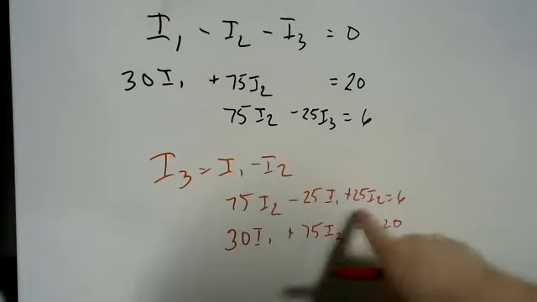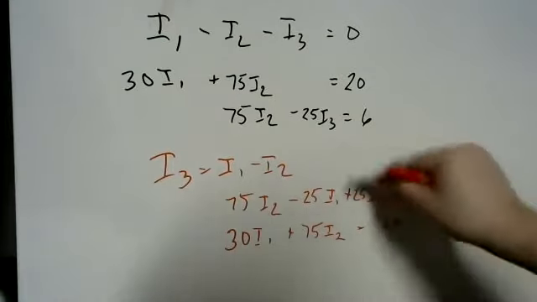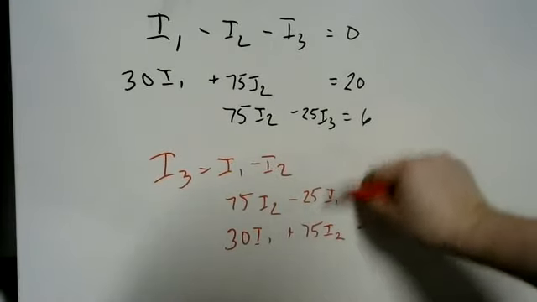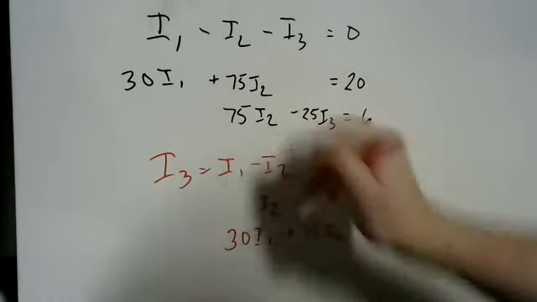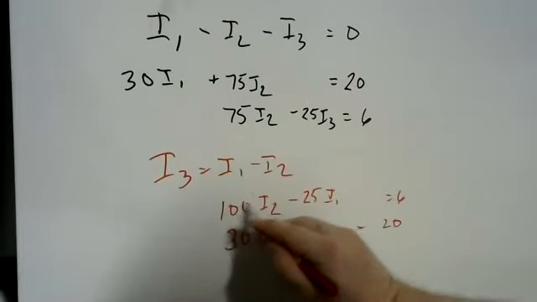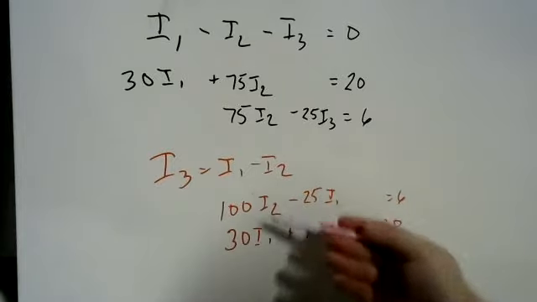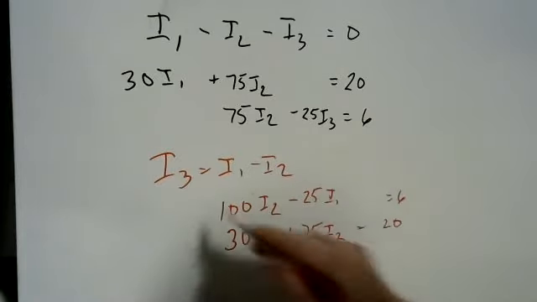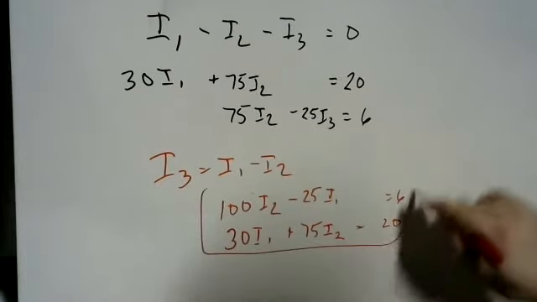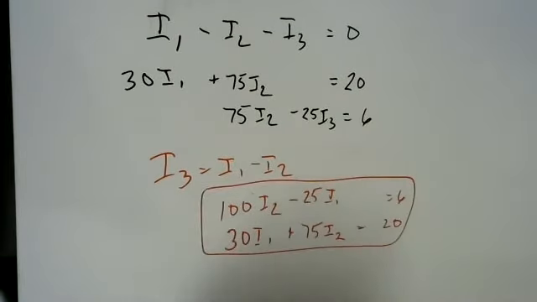Now, this one has two terms in terms of I2. So what I'm going to do is get rid of this one and put it in up here. It's actually 100. 100 I2 minus 25 I1 is 6. Now it's a system of two equations and two unknowns. And the idea is that once we get I1 and I2, we can plug back in to get I3. So this is the thing we're trying to solve now.